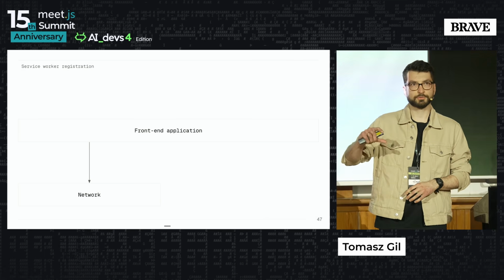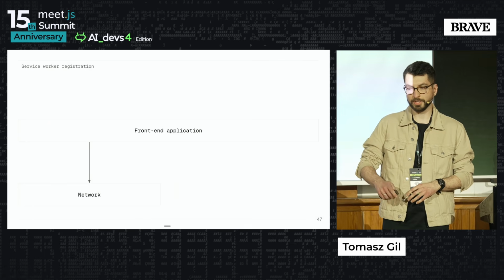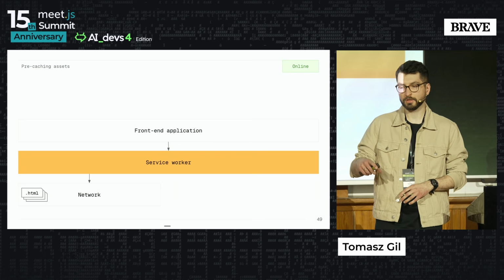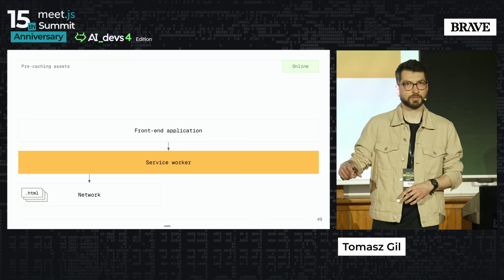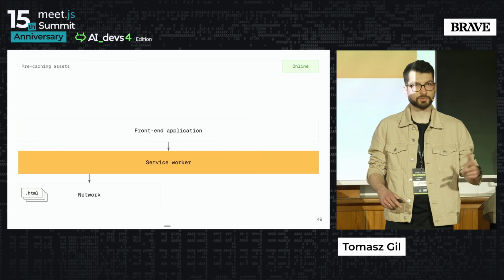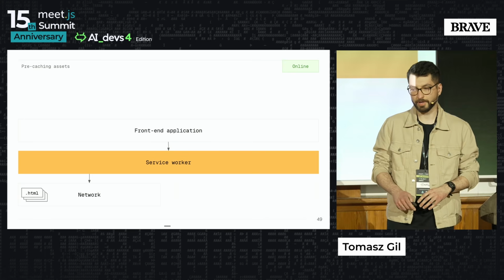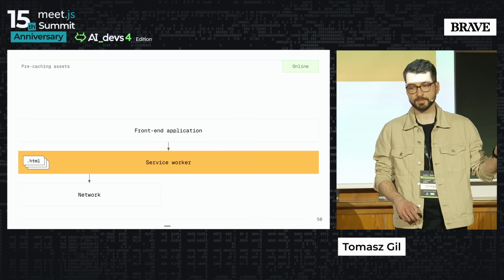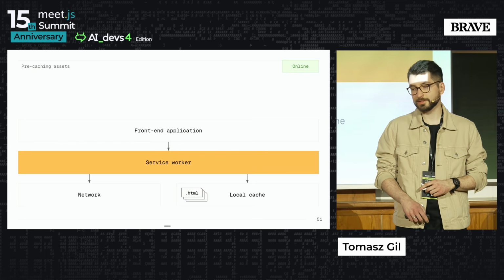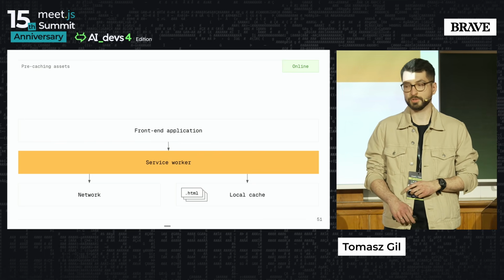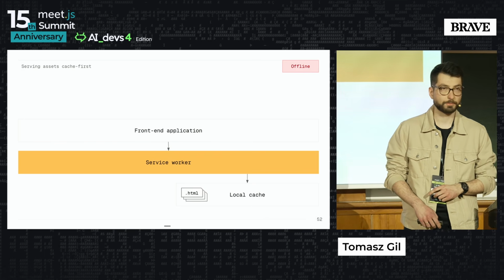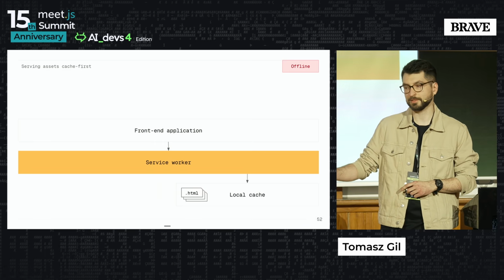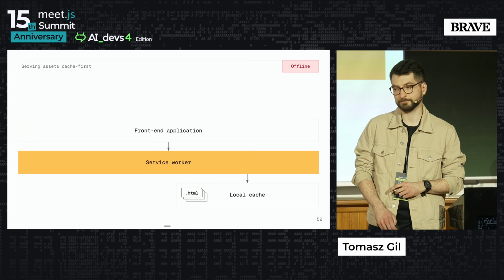We will create and register a service worker in our application. We will make sure that whenever we are fetching app shell assets, and by app shell I mean HTML, CSS, JavaScript, any static assets that you need for your app to function, the service worker will intercept these requests and save these assets in users' local cache, so that when the network disappears, the service worker will still be able to serve these assets from the user's local cache.